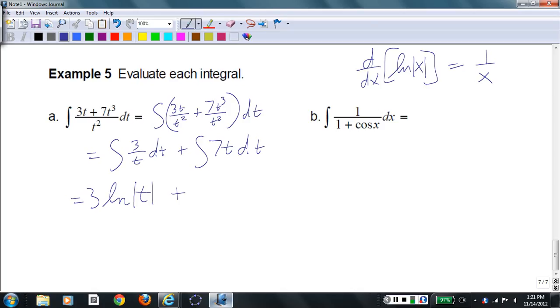Plus, now here, the exponent is not negative 1, it's positive 1. So we add 1 to the exponent and divide by the new exponent that we get. 7t squared over 2. And notice I've already begun to be cavalier with my use of the constant of integration. Technically, I should probably put a plus c sub 1 after this first one, and a plus c sub 2 after the second one, and let c equal c sub 1 plus c sub 2. But I'm just going to say plus c.